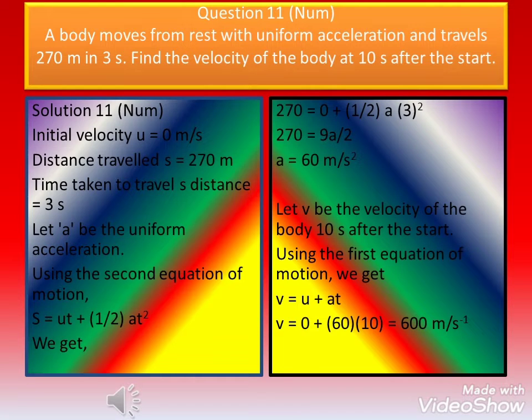And let a be the uniform acceleration. Using the second equation of motion, s is equal to ut plus half at square. By substituting all the values except a, we will get a equal to 60 meter per second square. Now, let v be the velocity of the body 10 seconds after the start. And we have the equation v is equal to u plus at. By substituting all the values for u, a and t, we will get final velocity is equal to 600 meter per second.